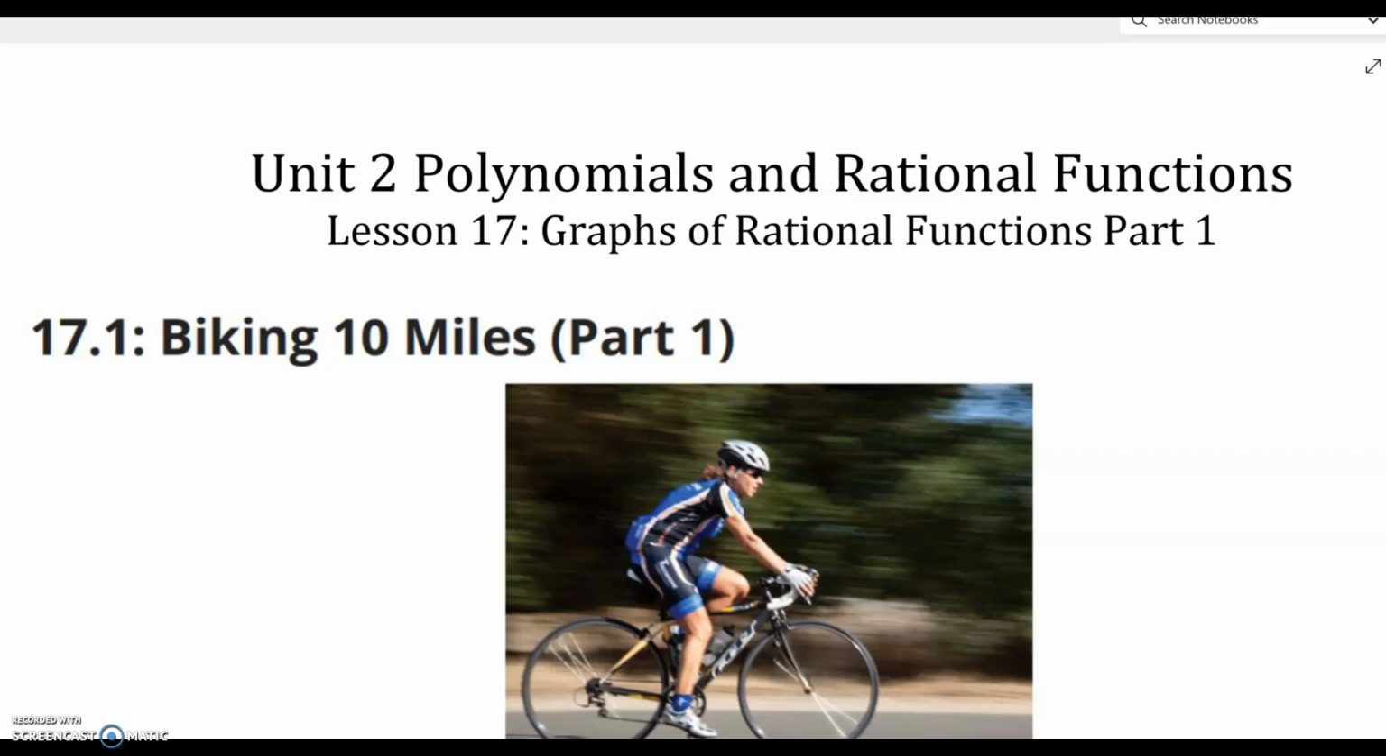Moving on to Unit 2, Lesson 17. This is going to be our introduction to rational functions. Rational functions, simply put, are functions that have variables in the numerator and denominator, or just one in the denominator of a fraction.